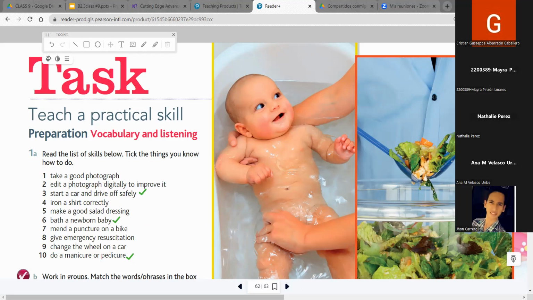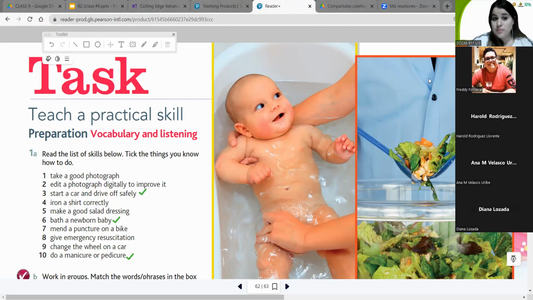What about Ana Maria? Ana Maria, what is something that you are good at from this list? What is a practical skill? What is something that you know how to do from this list? I don't know, teacher, maybe give emergency resuscitation. Oh, you know how to? Yeah. Oh, that's good. I think this one, and the second one, edit a photograph digitally to improve it.